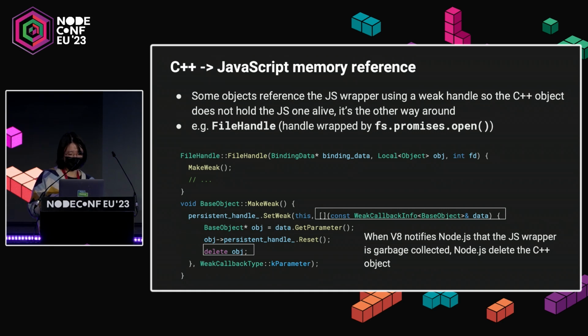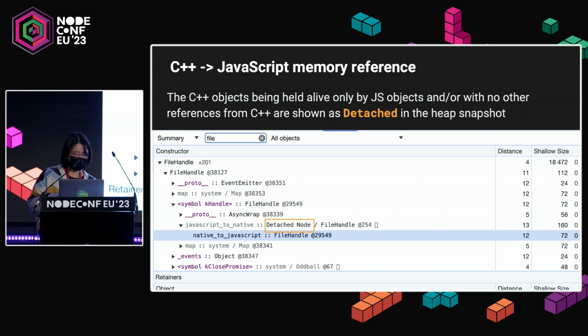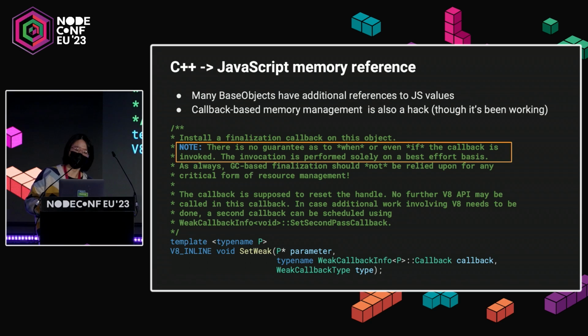And here is a small snippet taken from the codebase. In the weak callback that Node passed to V8, which is supposed to be called when the JavaScript object goes away, we delete the C++ object. In the heap snapshots, the C++ objects are held alive only by JavaScript objects and have no other references from C++. So these are prefixed with detached in the heap snapshot. So if you see them, that's what it means.